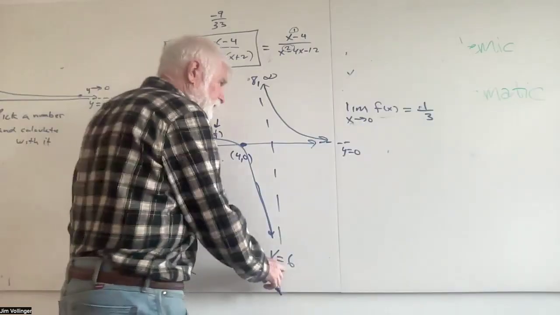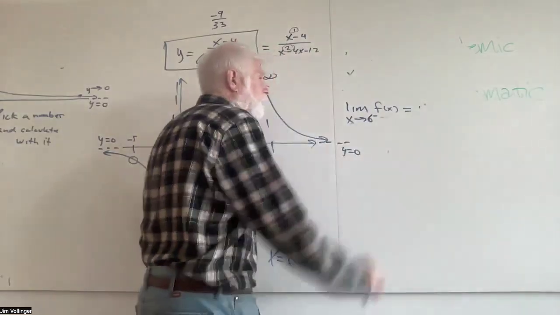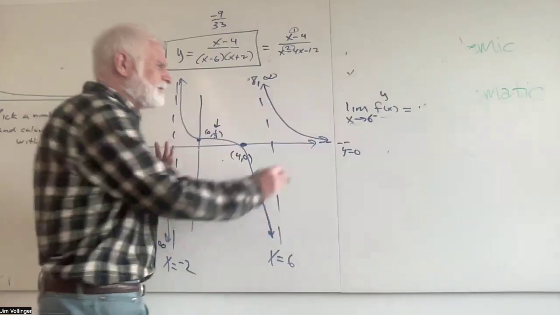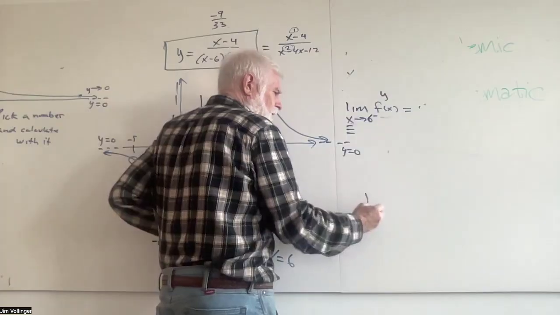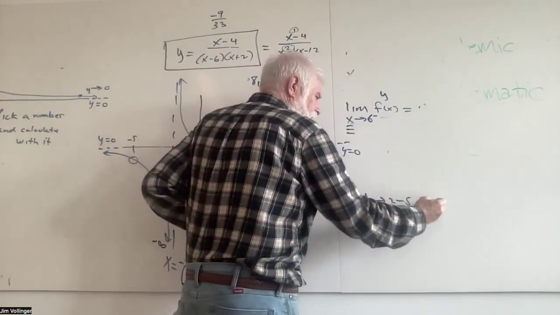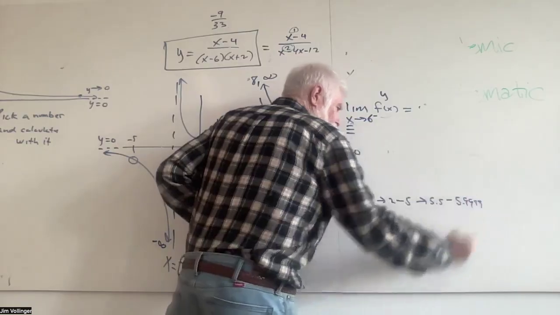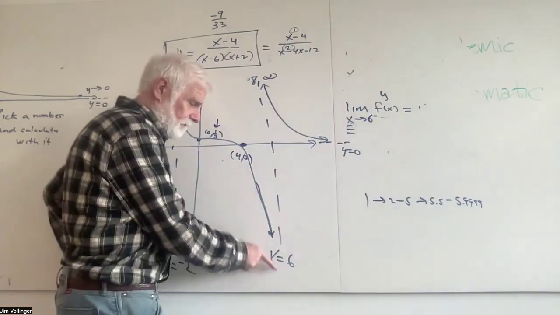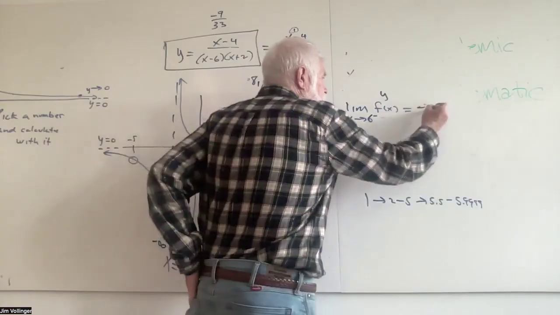How about if I go to 6 from the left? Can you tell me something about my y values as I move to the number 6? I'm picking x's now. 6 with a minus sign means I'm picking a 1. I'm moving to 2. I'm moving to 5. I'm moving to 5.5. I'm moving to 5.999999999. What's happening to my y values? Woo, they're going to negative infinity. As I move closer, my y values are going to negative infinity.